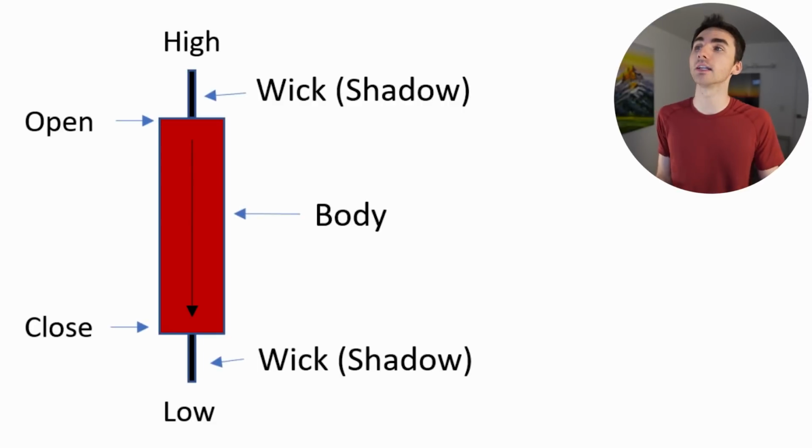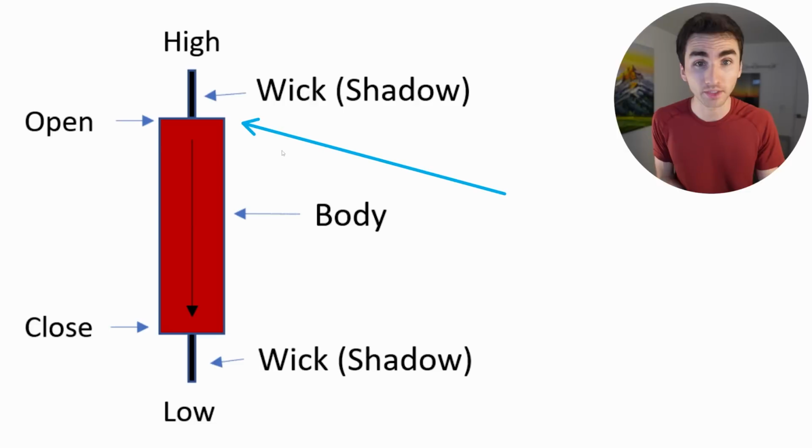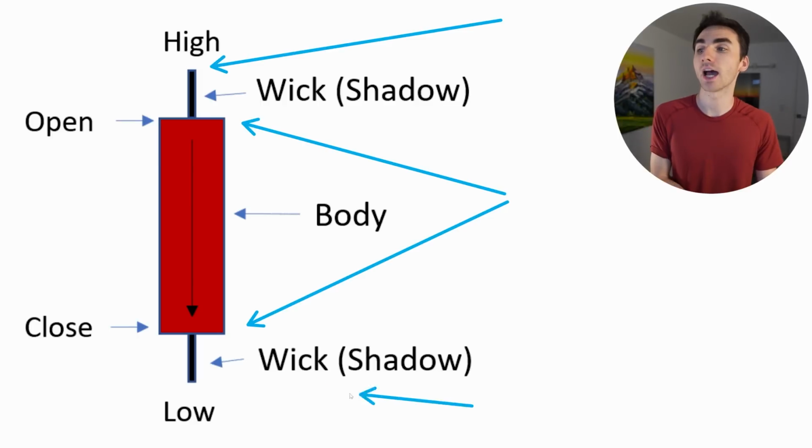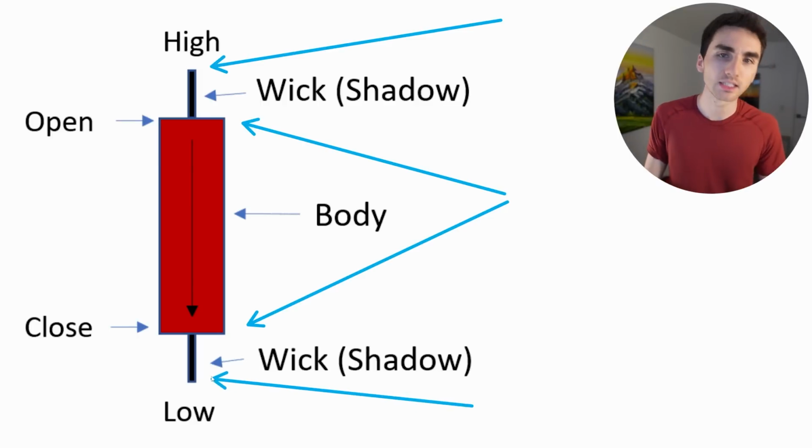On the flip side, you have a bearish candlestick, which just means that the price went down. The market opened at the highs of the red box, closed at the lows of the red box, and then had the highs and the lows of the day at slightly different prices.